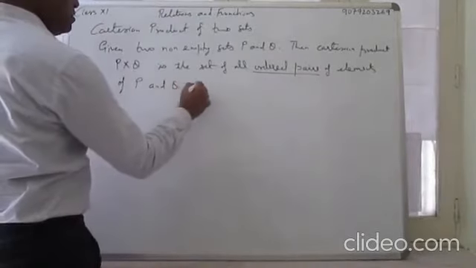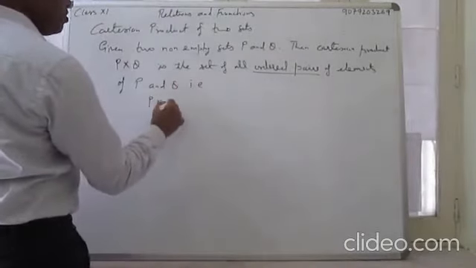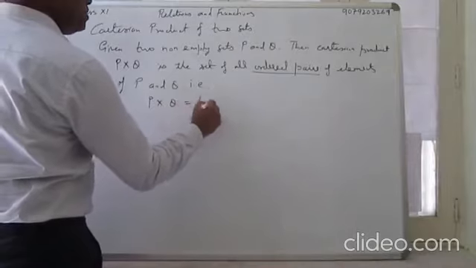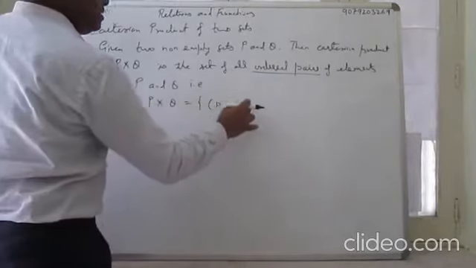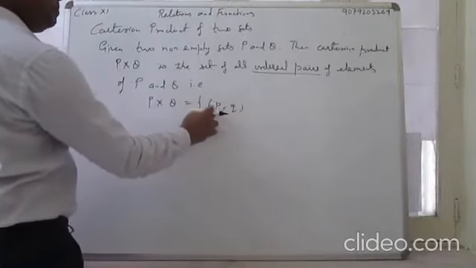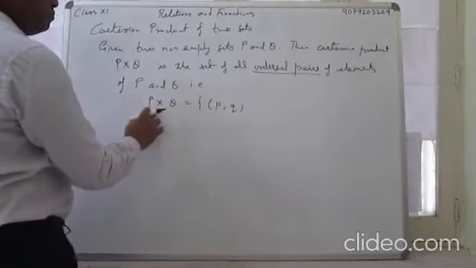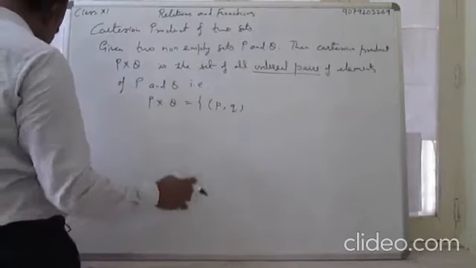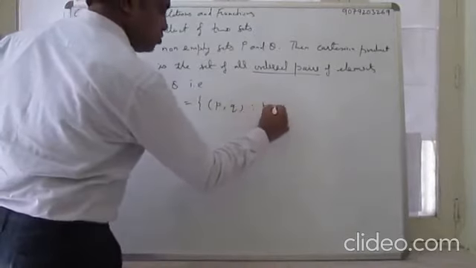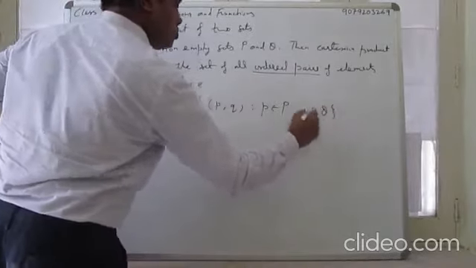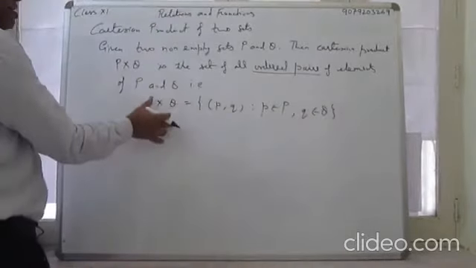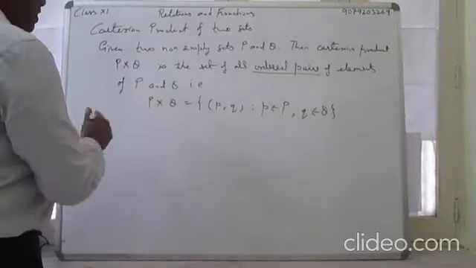that is, P cross Q is equal to the set of ordered pairs (p, q), where p belongs to P and q belongs to Q. This is the set Cartesian product. What is an ordered pair?